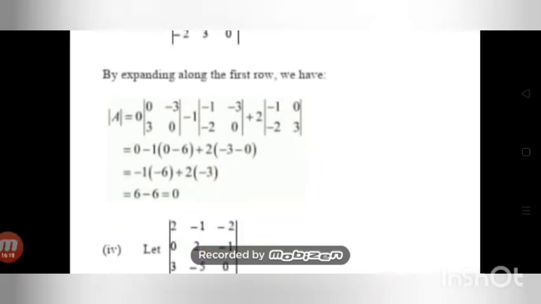Row and the column you delete. This is 0 3 minus 3 0. Then minus 1. Okay, then delete the row and the column. Minus 1 minus 2 minus 3 0. Then 2 plus 2 into this is deleted. Minus 1 minus 2 0 3. After that, expanding, we'll have the value equal to 0.